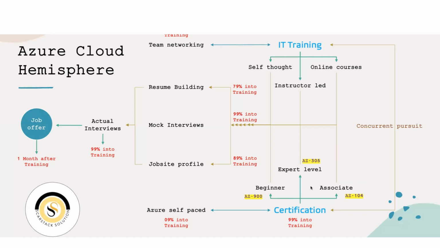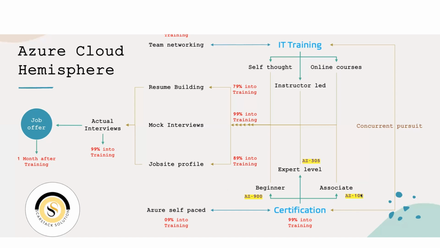Most companies usually require at least this or this one over here. The associate is the most popular one, and it is what is structured around our IT training. So this means by the time you're done with our IT training, you'll be capable of passing both certifications over here.